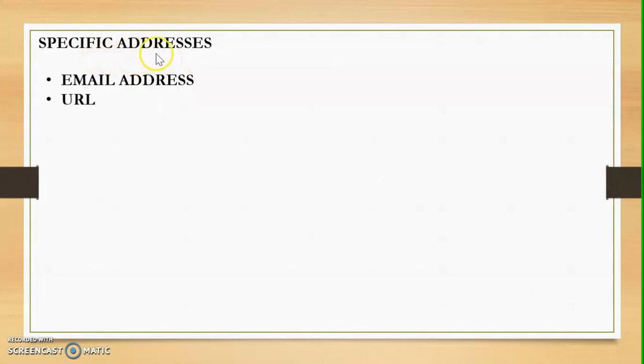Next is specific addresses. Specific addresses are attached at the application layer. Some of the examples are email address and URL.